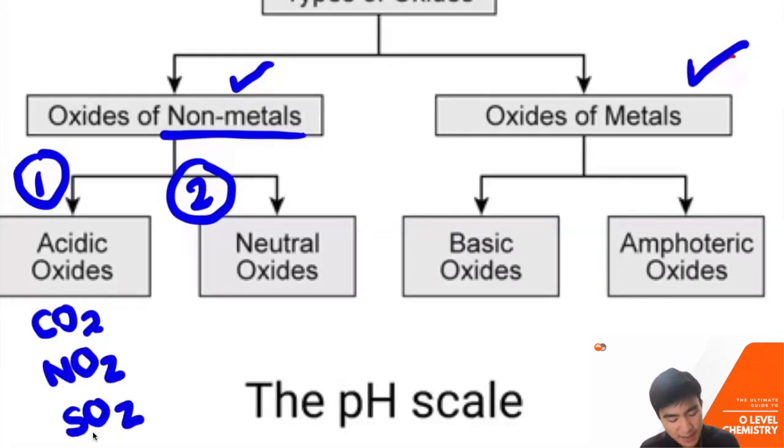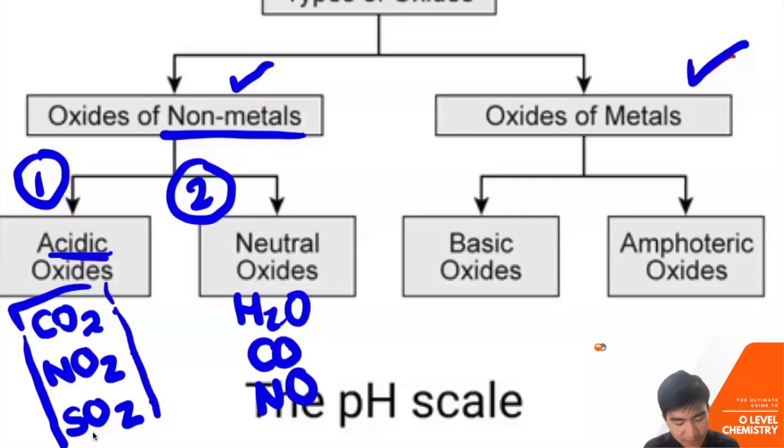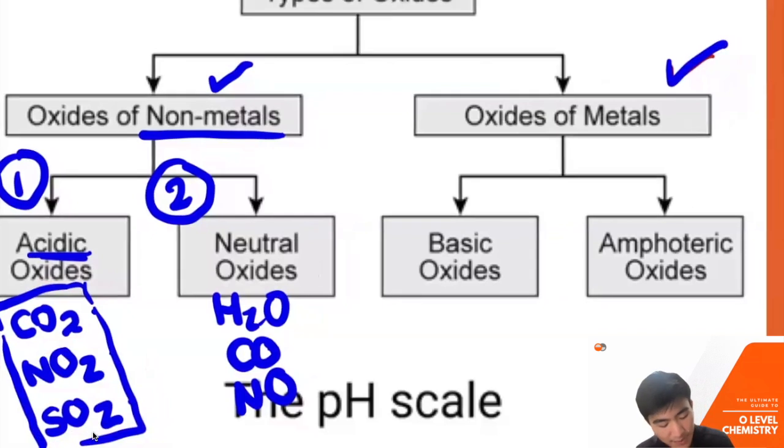Neutral oxides: water, carbon monoxide, nitrogen monoxide. You can see over here, the dioxides, most of the time, are acidic oxides. Acidic means that in the presence of water, they become acid. So CO2 becomes carbonic acid, Coca-Cola. NO2 becomes what? Nitric acid. SO2 becomes what? Sulfuric acid.